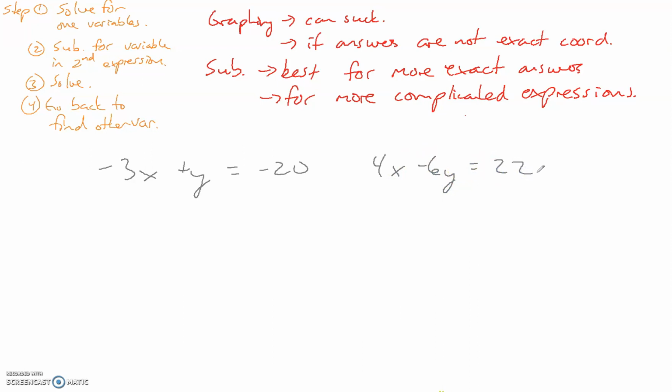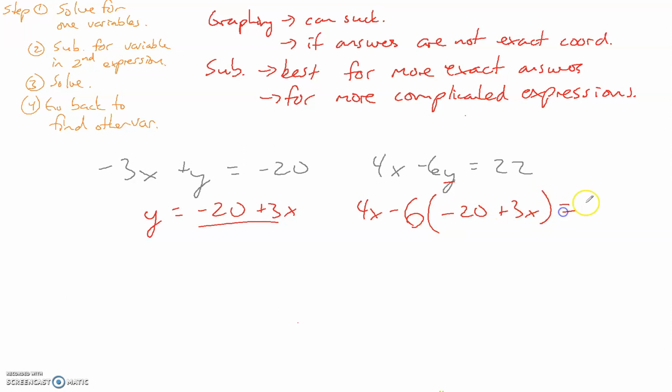All right, so I want to solve for one variable. I've got this y all by itself over there, so I'm going to substitute or solve for that. If I solve for y over here, y is going to be equal to -20 plus 3x. That is that rearranged. Then I want to substitute that into my other expression. So I'm going to take this and put it right there. So 4x minus 6, brackets are nice, -20 plus 3x equals 22.